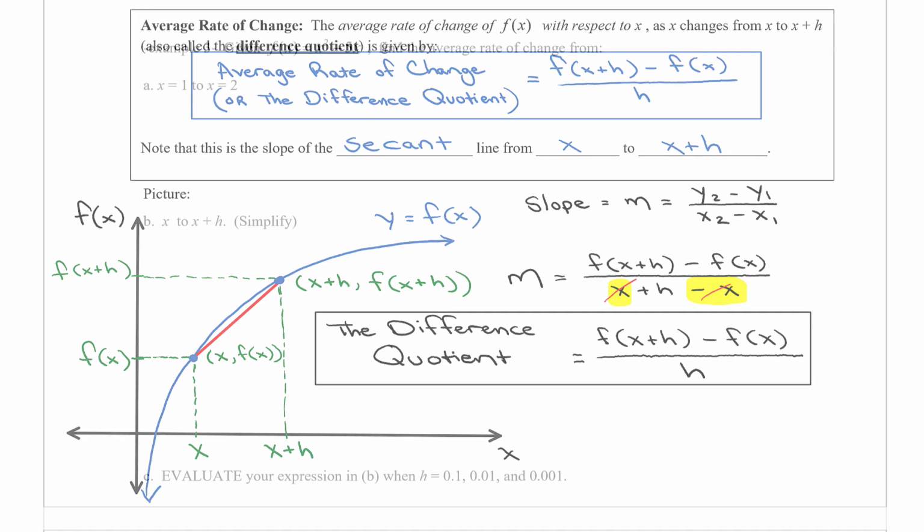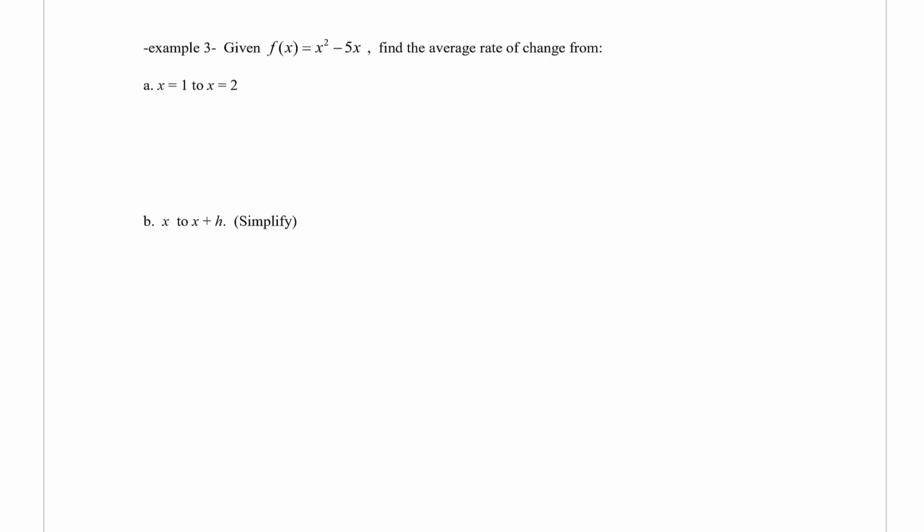Let's go on to example number 3. Given f of x equals x squared minus 5x, find the average rate of change from x equals 1 to x equals 2. I'm going to highlight the words average rate of change. This tells me that I need to find slope. In order to find slope, I need 2 points. I'm going to draw an arrow pointing to the right here, and I'm going to write down the 2 following ordered pairs, 1 comma f of 1 and 2 comma f of 2. Now I'm going to substitute into the formula for slope.